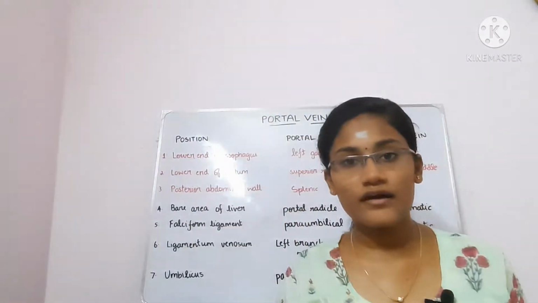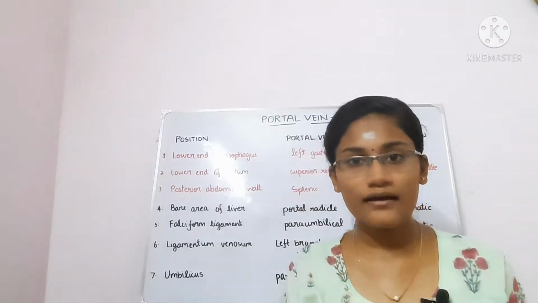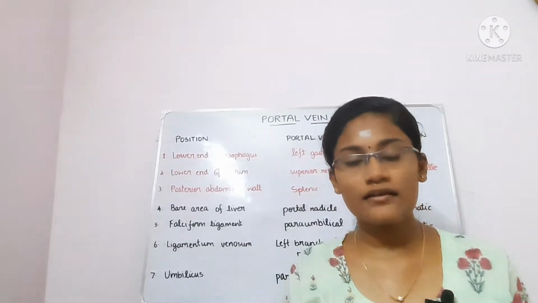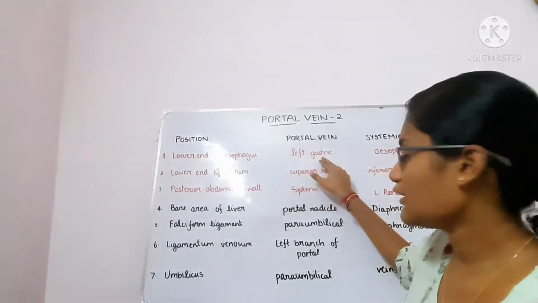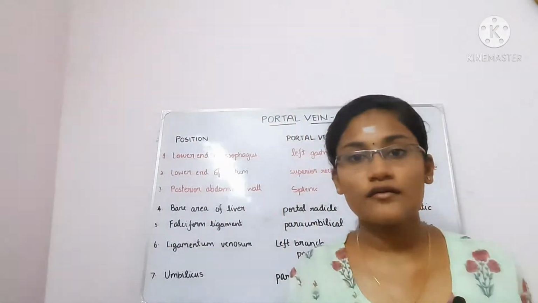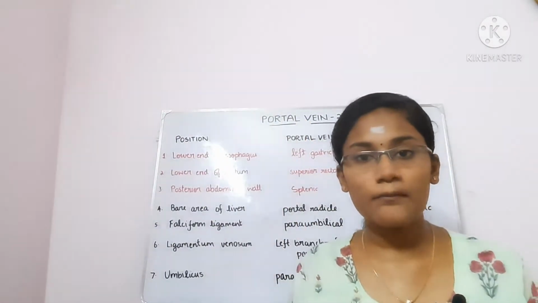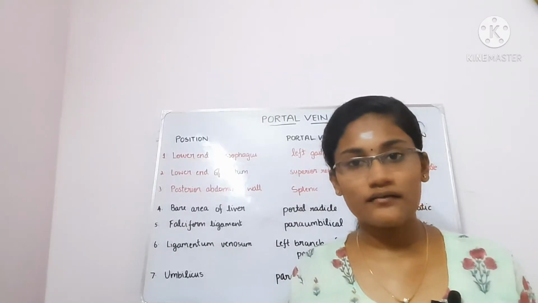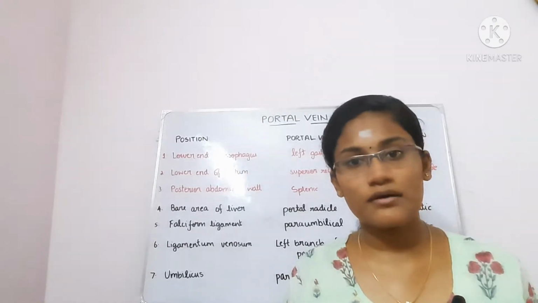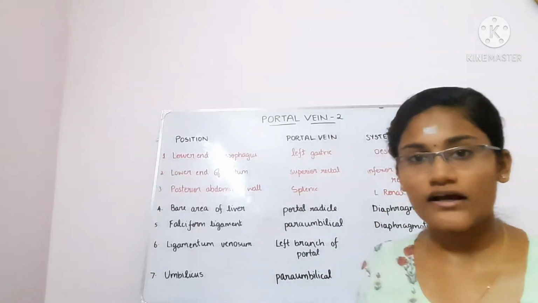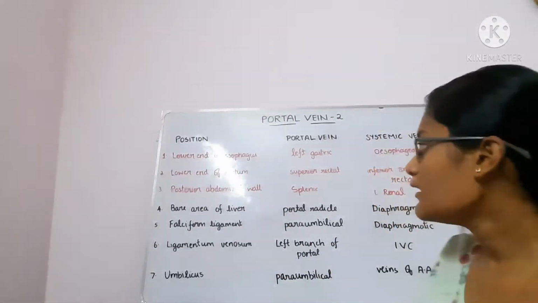In the lower end of the esophagus, some esophageal veins drain into the left gastric vein, which is a tributary of the portal vein, and some esophageal veins drain into the hemiazygos vein, which will further drain into the vena azygos, and this will drain into the systemic circulation, the superior vena cava.